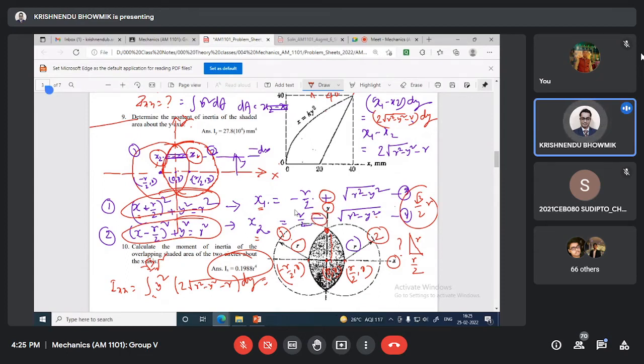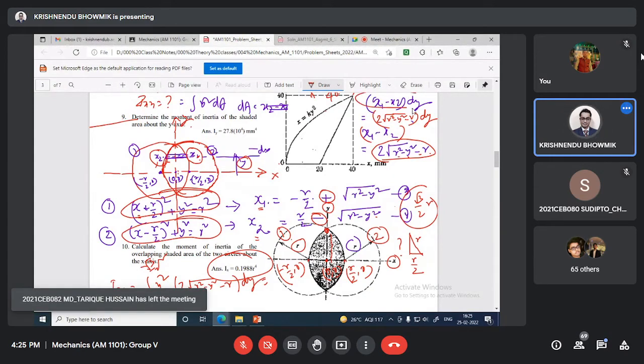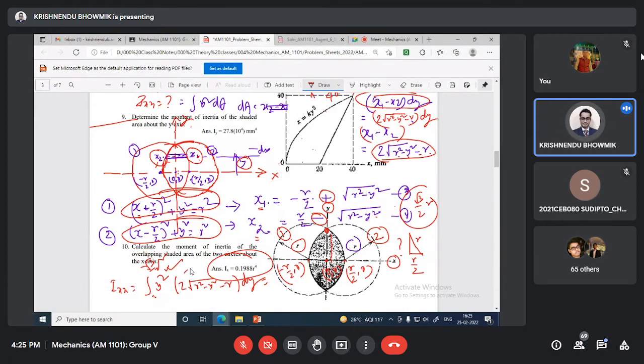Now if it is so, then x1 minus x2 is straightforward. It is 2 square root r square minus y square minus r. Now IXX equal to the integral of y square dA, where dA equal to x1 minus x2 multiplied by dy. I have just used the expression of y square here, this is x1 minus x2, and this is dy. What is the integration variation? This varies for the y value only.